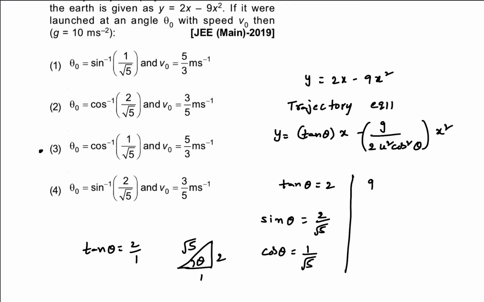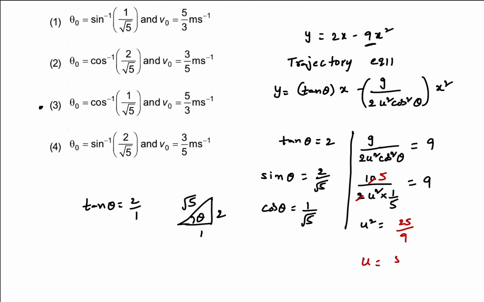So now you check what are the other values. g divided by 2u² cos² theta is equal to 9, as given in the question. g is 10 divided by 2u² into cos² theta value 1 by 5, equal to 9. So from this you can write u² value as 5 into 5, 25, divided by 9. So u value is equal to 5 divided by 3.